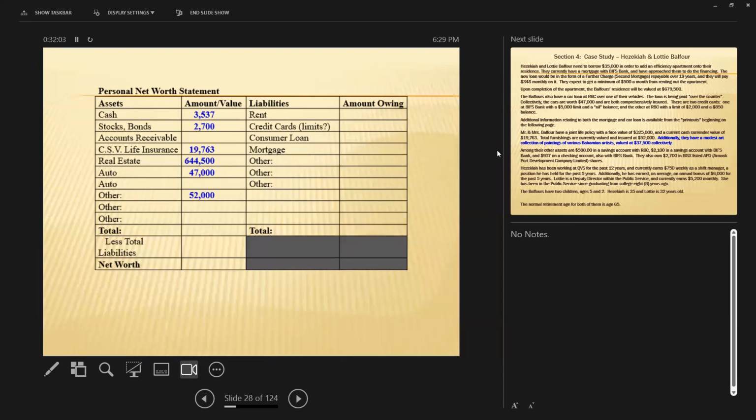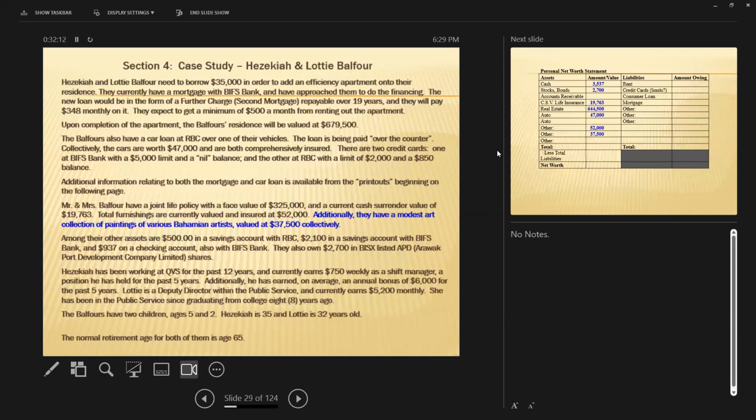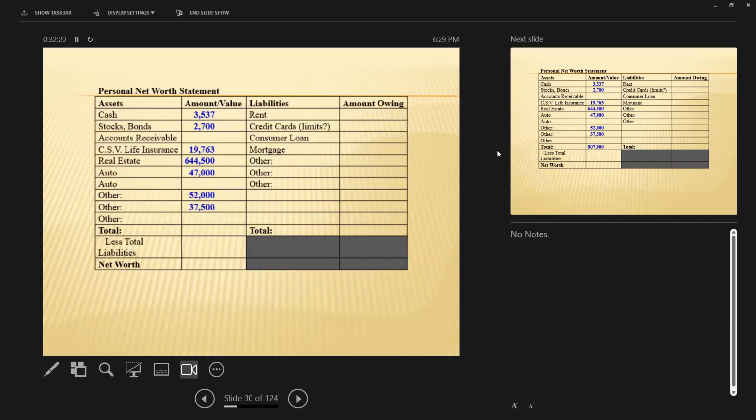So $52,000 in furnishings, and someone said something about an art collection. Okay, so it says additionally they have a modest art collection of paintings by various Bahamian artists, valued at 37,500 collectively. So you would slot that in there, 37,500. Okay, so yeah, 52,000 for your furniture or furnishings, and then 37,500 for the art collection. Are there any other assets that we are provided with?